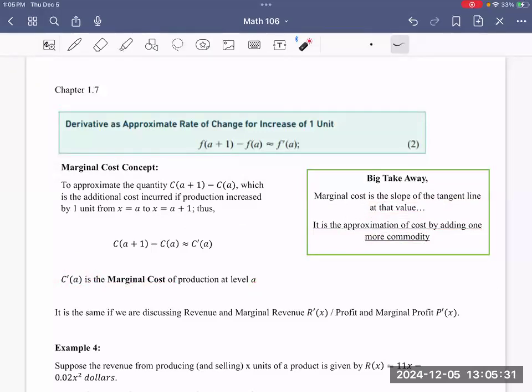It is the same if we're discussing revenue and marginal revenue. Revenue being, okay, this is the original, and this is the cost of adding just one extra, or how much is gained after one extra. Same thing with profit and marginal profit.